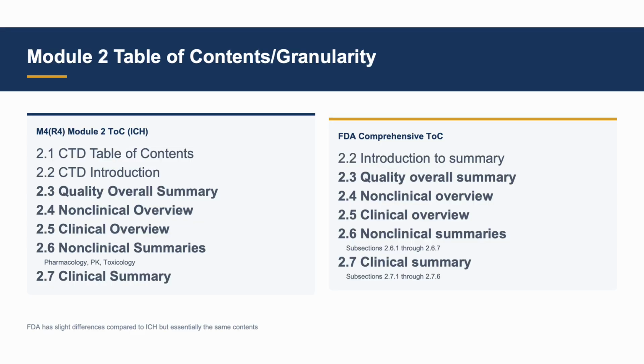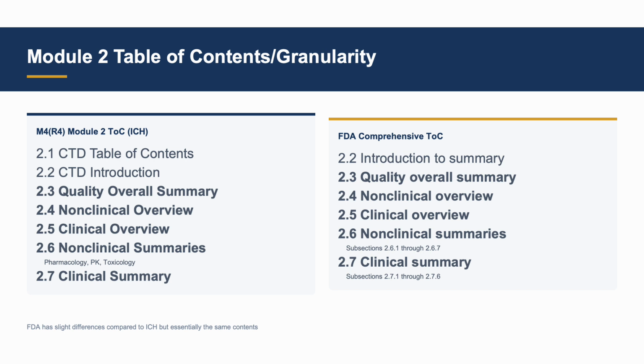This slide presents a side-by-side comparison of the Module 2 table of contents as defined by ICH and the M4 R4 guidance and by the FDA in their comprehensive table of contents, headings, and hierarchy document. While there are slight differences in terminology between these two sources, the essential content is the same.